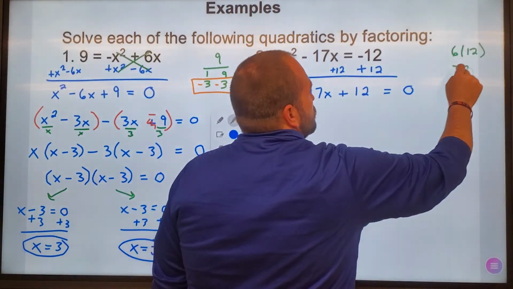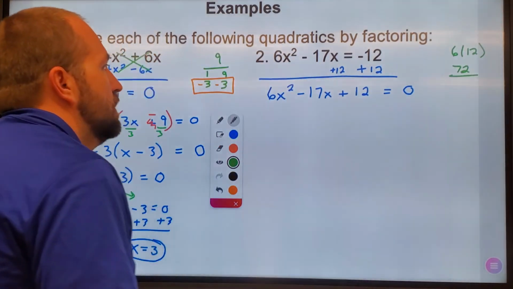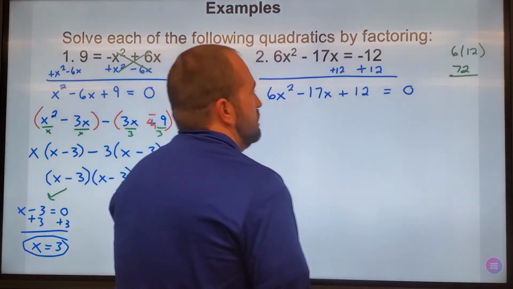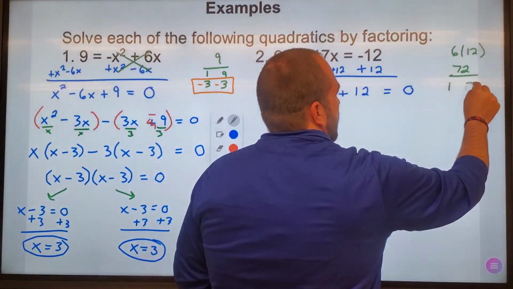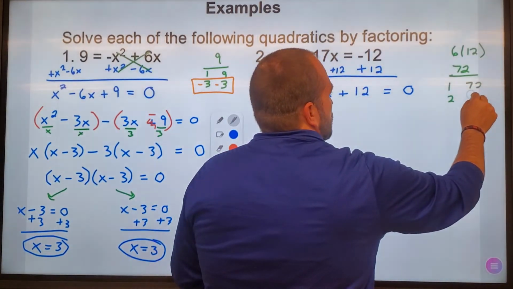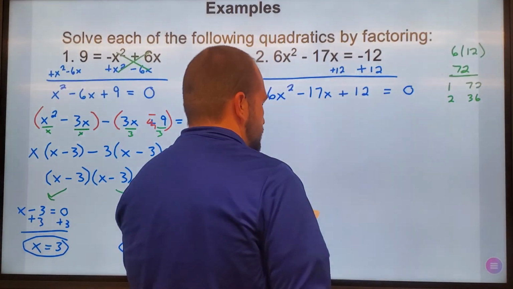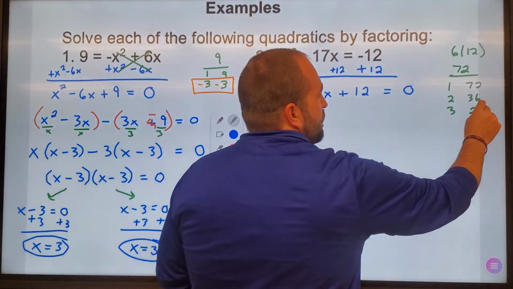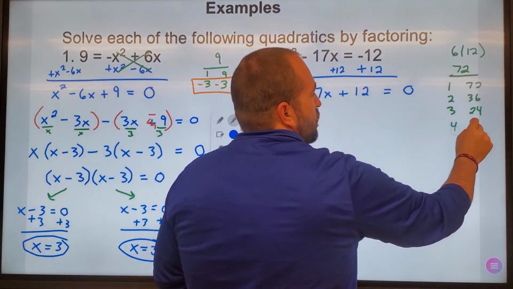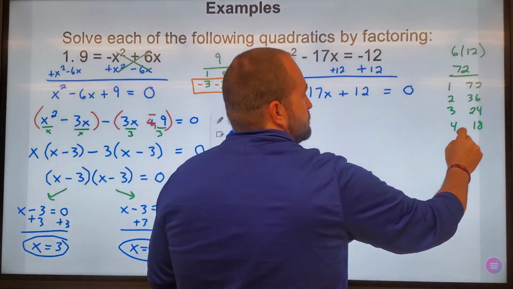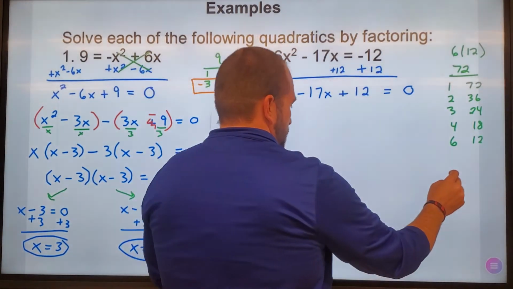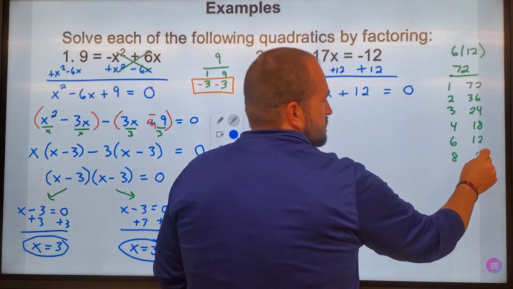Which gives me 72. And then I'm going to list all the factors of 72. 1 times 72. 2 times 36. 3 times 24. 4 times 18. 6 times 12. And 8 times 9.